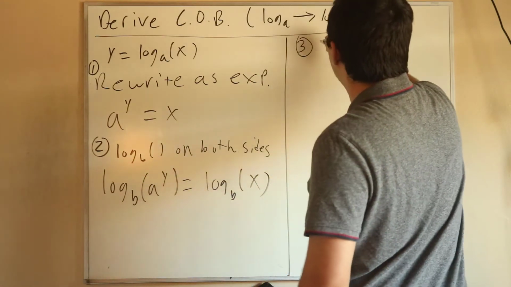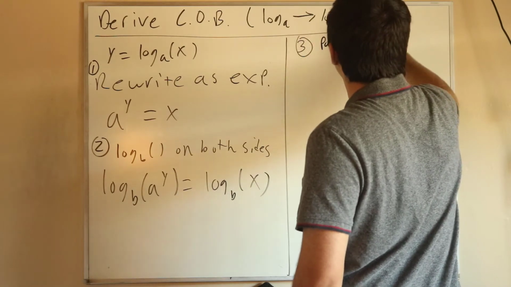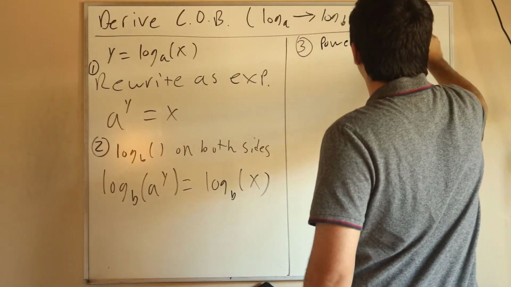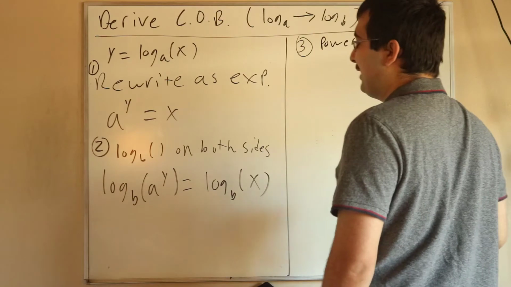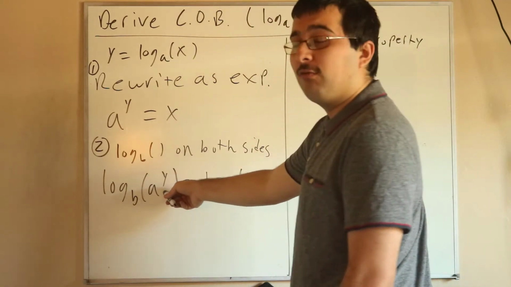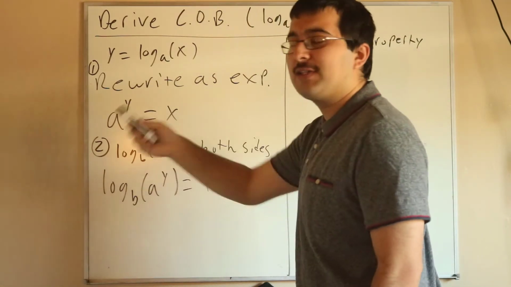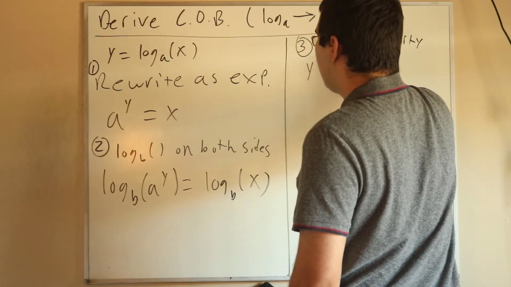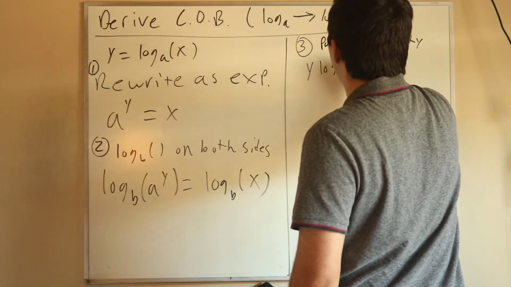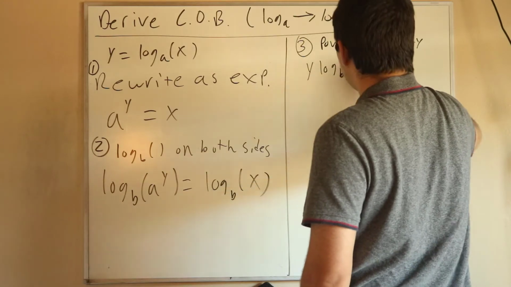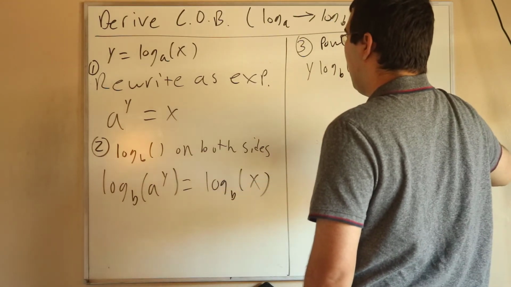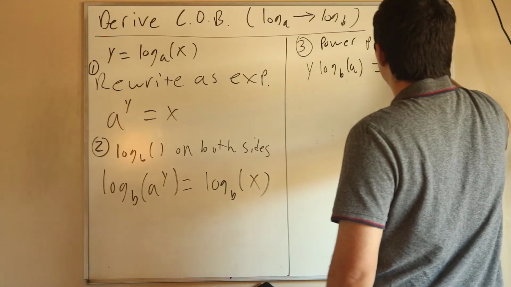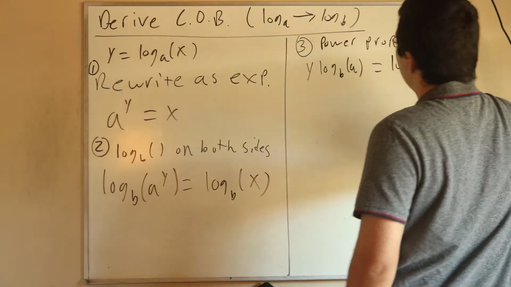and we'll actually come to know this as the power property. But for now, what the third step is that this power of y on a can be brought to the front of the logarithm. So we get y times log base b of a equals log base b of x.